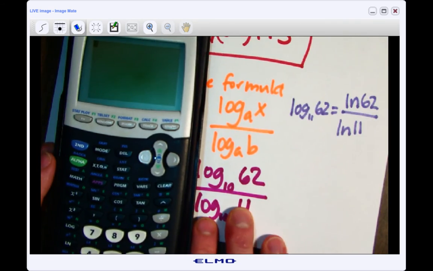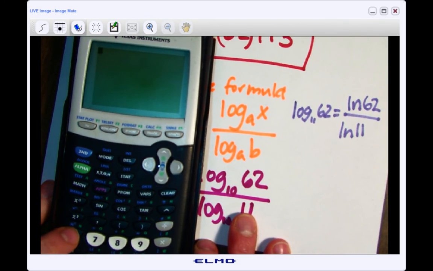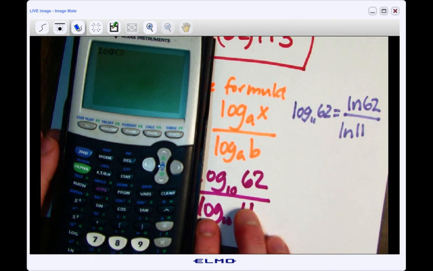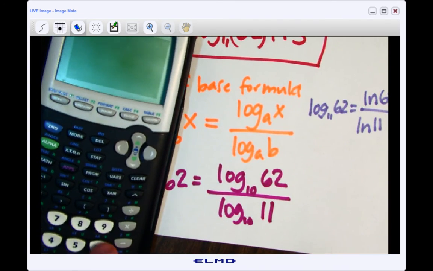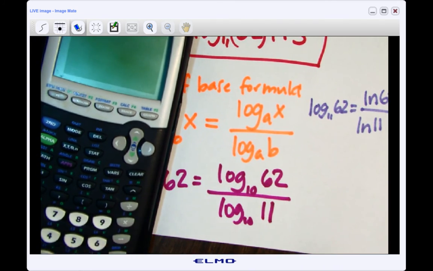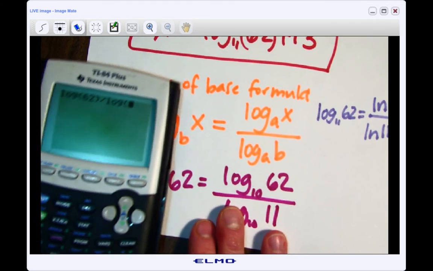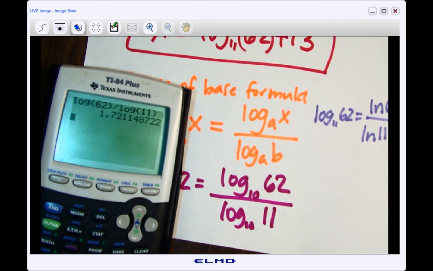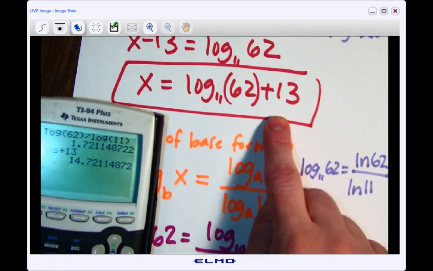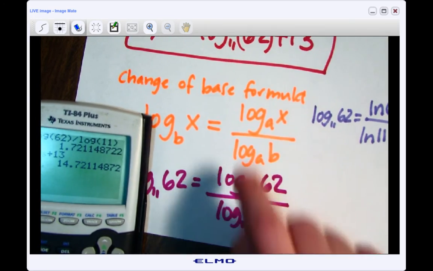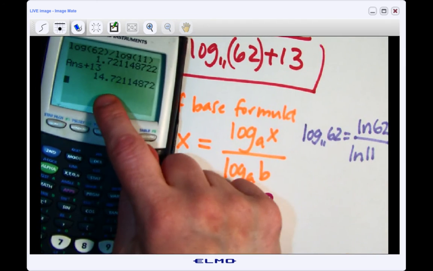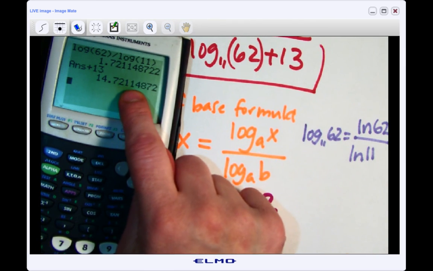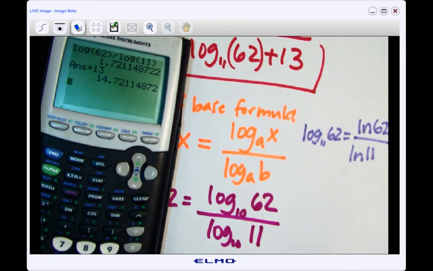All right, let's take a look. So the first one is just log. So I'm going to do log 62 divided by log 11. Enter, and then I'm going to add 13 to it because that's what this says, add 13 to that. So it's this expression plus 13. So I got a 14.7211, which is actually what I got in the last video.